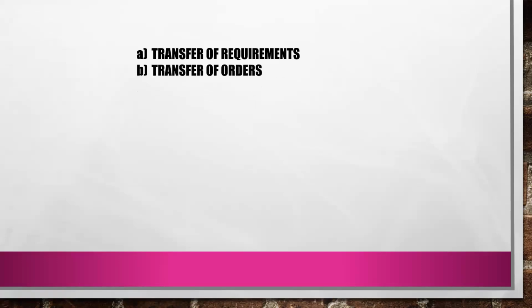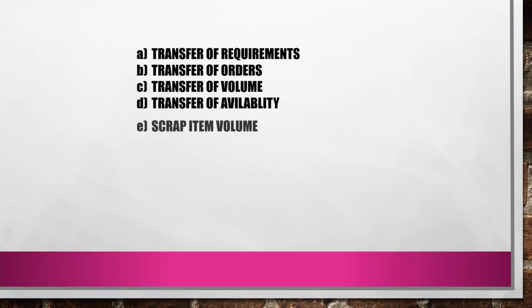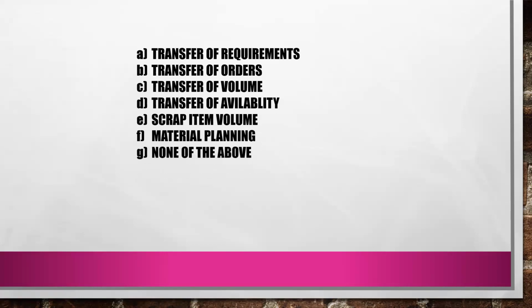Okay, first option, A: transfer of requirements. B: transfer of orders. C: transfer of volume. D: transfer of availability. E: scrap item volume. F: material planning. G: none of the above.